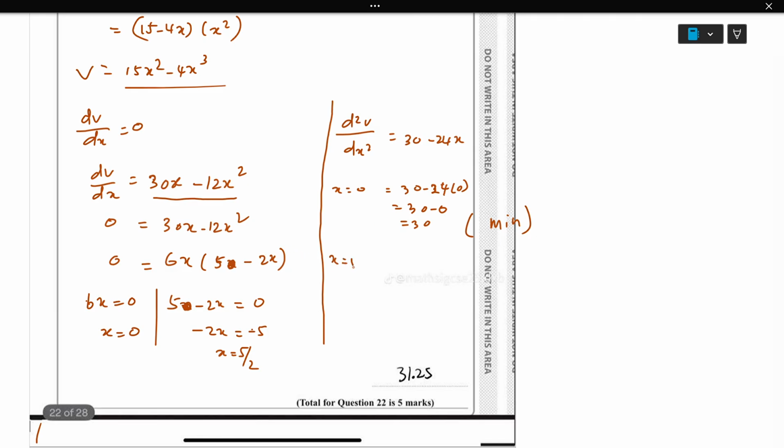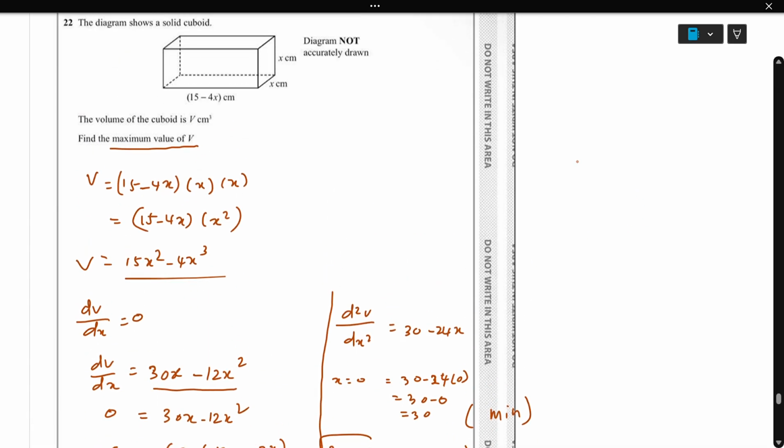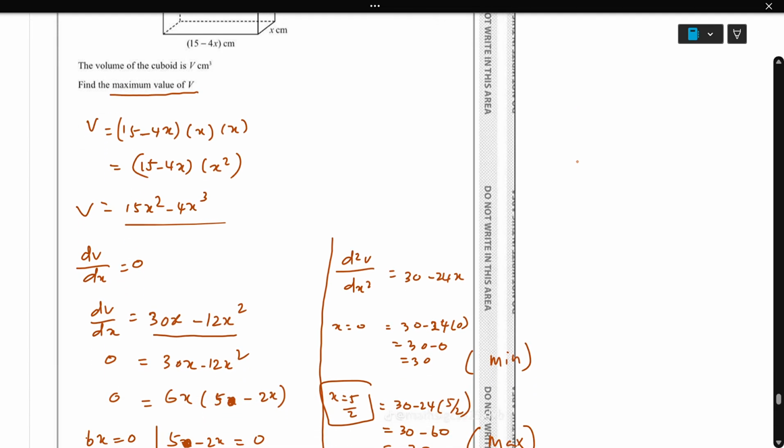Next one, x equal to 5 by 2. When I substitute x equal to 5 by 2, 30 minus 24 into 5 by 2, which is 30 minus 60, which is going to be negative 30. Negative means this is our maximum value, so this is our required x. This value we just put in the given equation. What is the given equation? The given volume is going to be here.